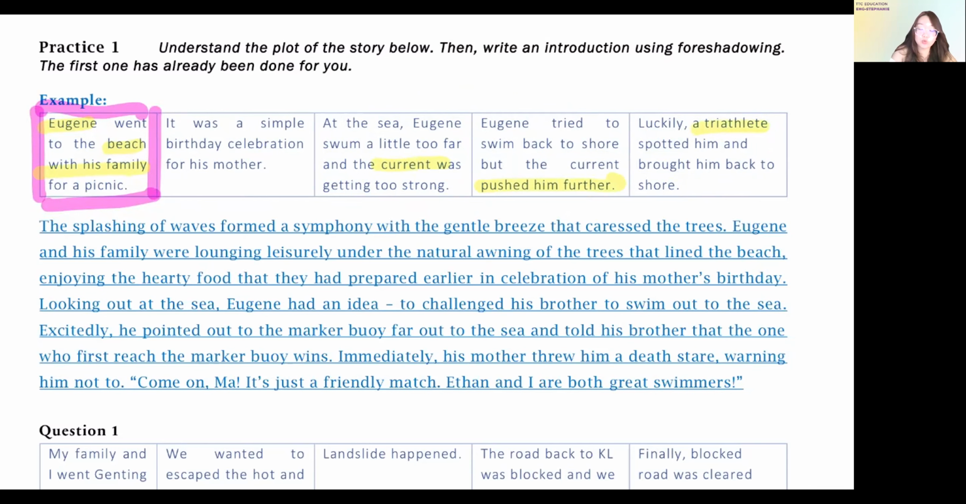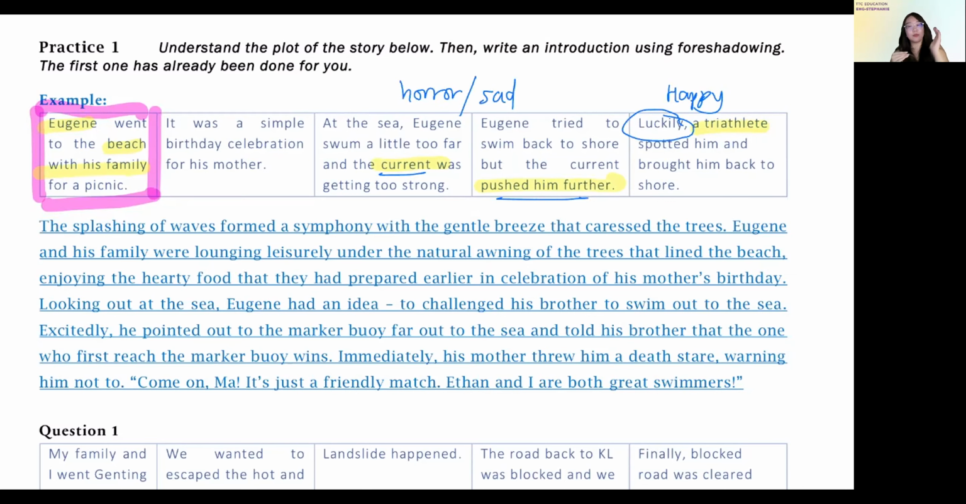So what I usually do, when I have a story plot in my mind and I know what I need to write, is identify first what ending I want to give. So here, luckily, it indicated that it's a happy ending. So Eugene is not dead. All right, happy ending. But this portion, the current pushing him further, is a bit like horror or sad, right? Horror or sad kind of feeling.